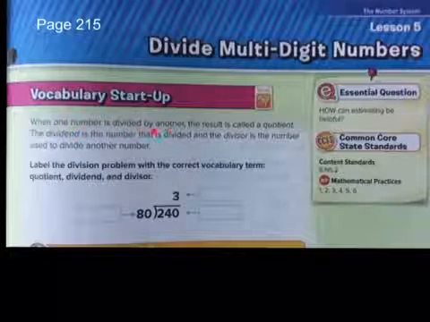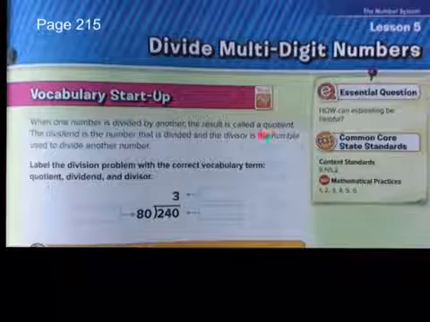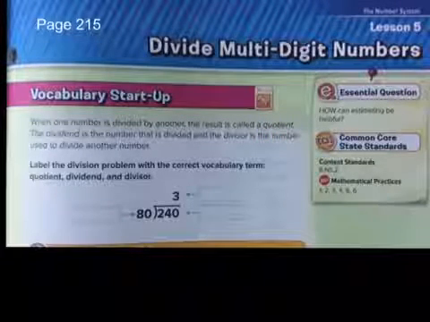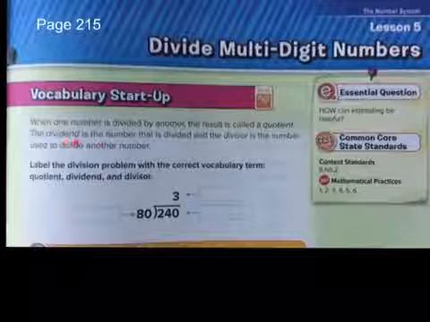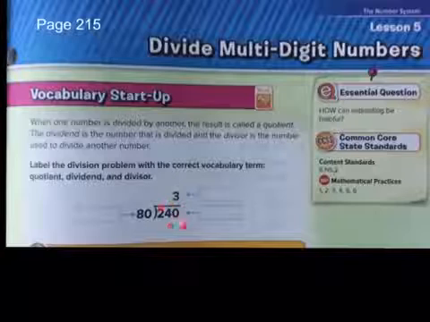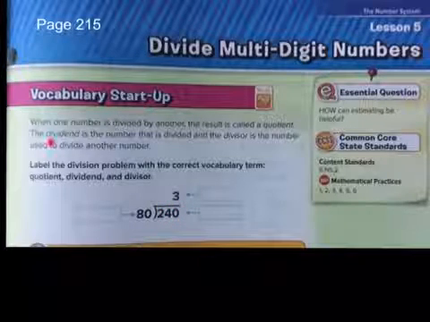When one number is divided by another, the result is called a quotient. A quotient is what you get, okay? In multiplying it's called the product. The dividend is the number that is divided. So right here we have 240. That is the number that will be divided, so we call that the dividend.